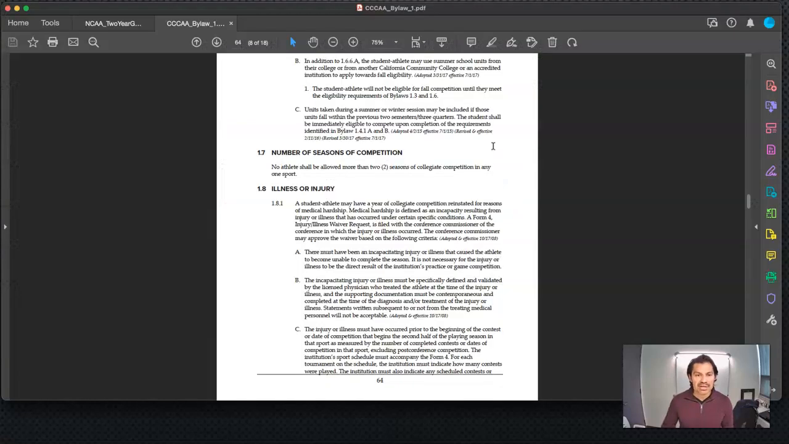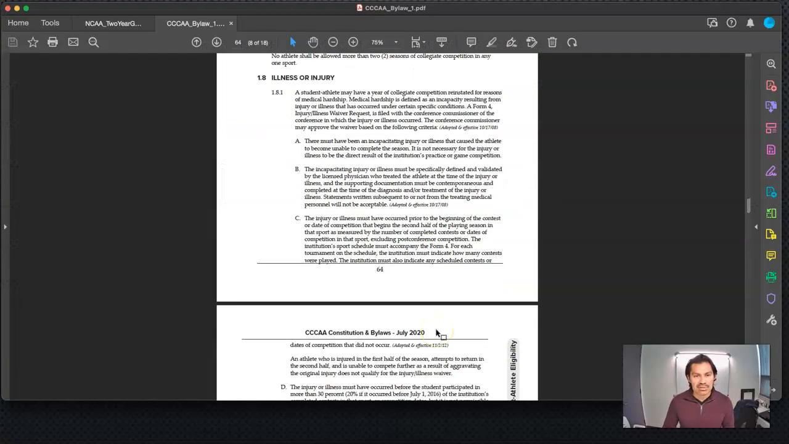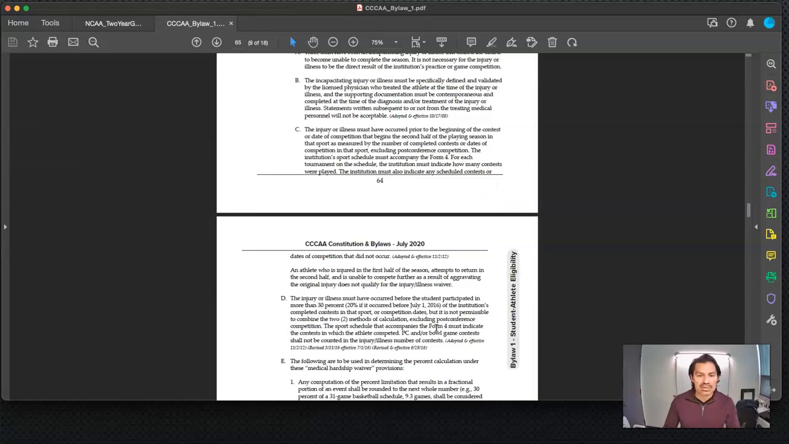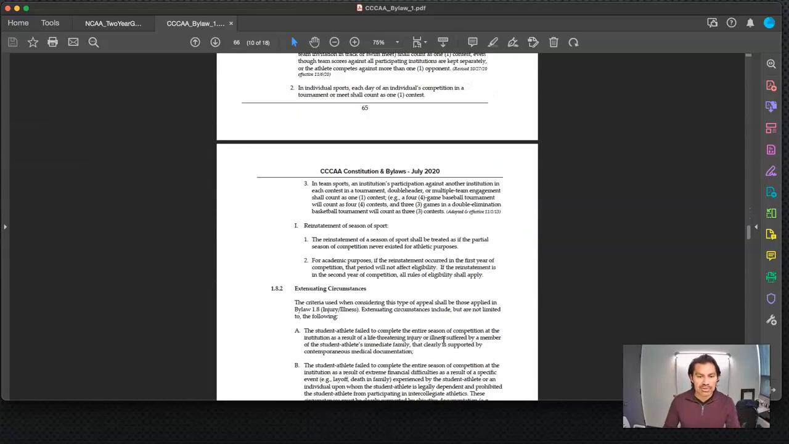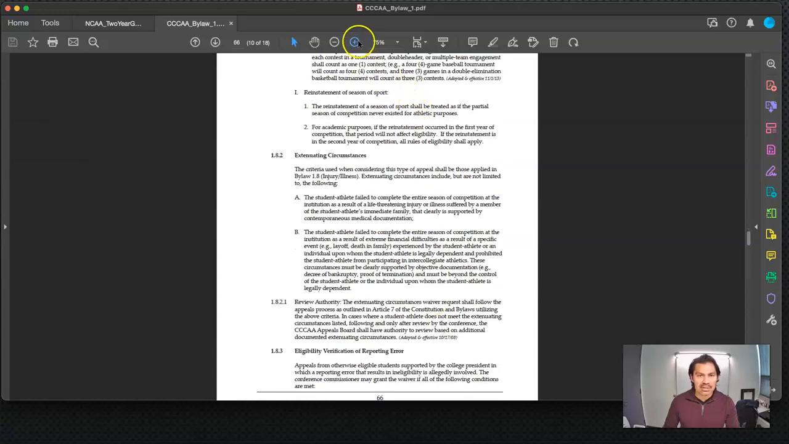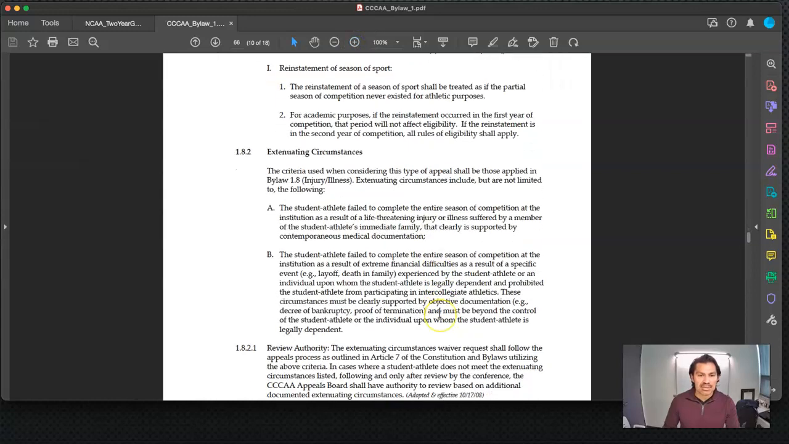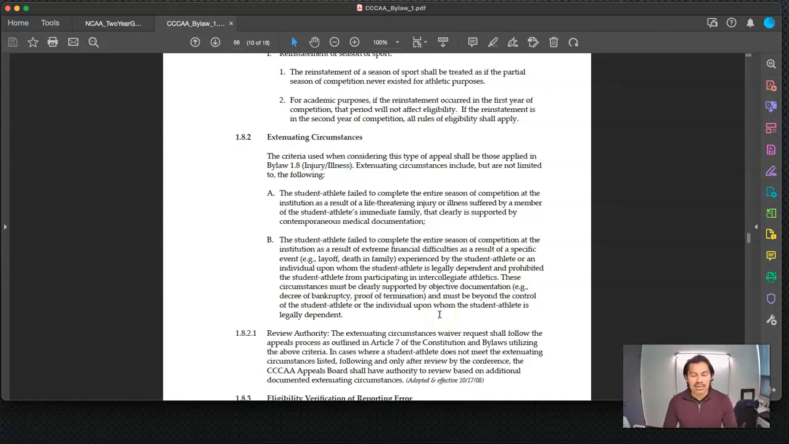So if we look at the document here, you'll notice that it goes into a lot more in-depth into what's necessary. But what I want to point you towards here is this section called extenuating circumstances, because it states here that under this, it gives you two major things. The student athlete failed to complete the entire season of competition at the institution as a result of a life-threatening injury. So these exemptions are kind of reserved for people that had life-threatening injuries or a very severe injury that took them out of the season.